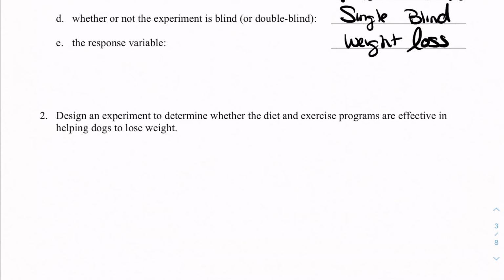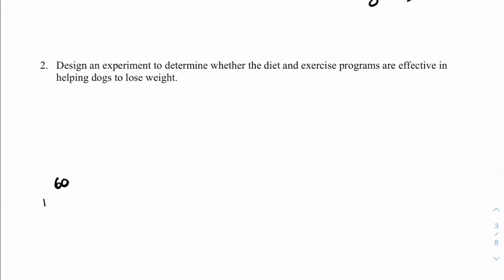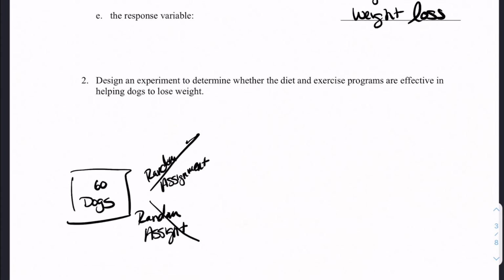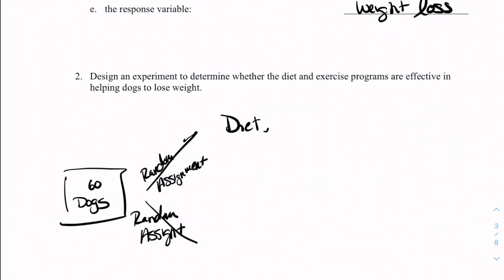So let's actually write out the design of this. We start off with our 60 dogs, and this is where we randomize. So what you could do is you could say they can either go through random assignment and random assignment. And we can say that we have diet A. So we want 30 dogs. And then we want diet B, which has 30 dogs.